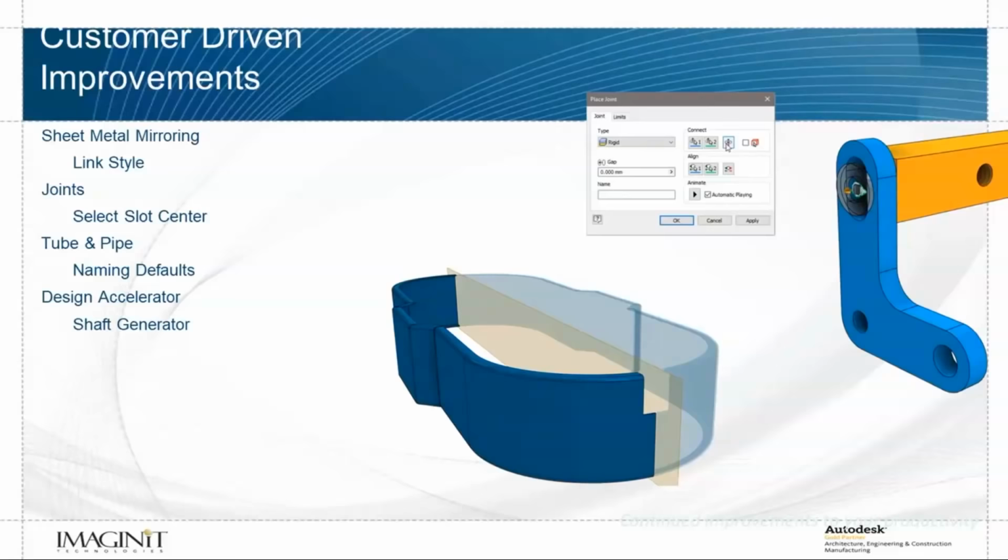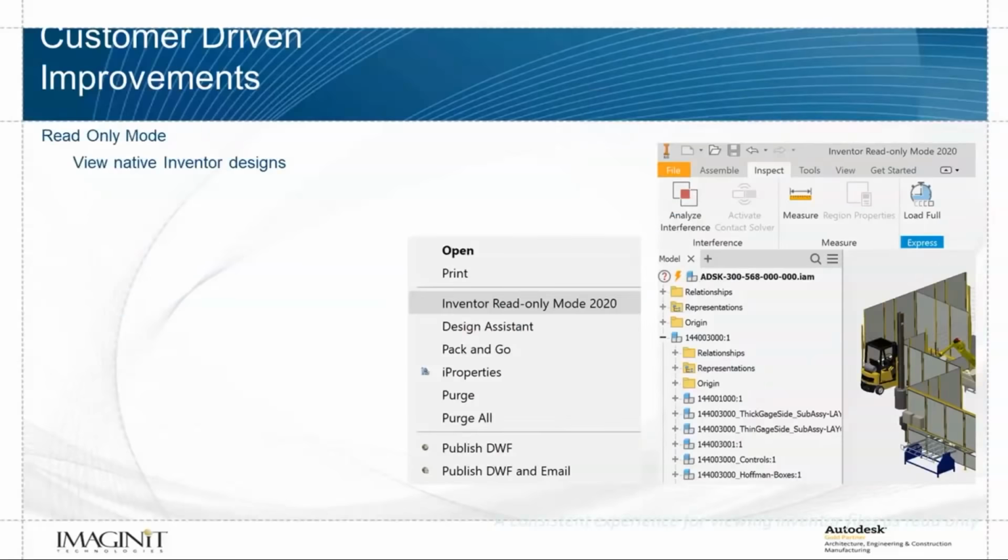This one was really interesting. At first I thought, well, I don't know where this fits or who could use it. But it's the idea of read-only mode. So Inventor, when you install it, will install Inventor, and it also installs Inventor read-only mode. And it's just that. You can analyze interference, you can measure, you can look at the assembly. You cannot create information in read-only mode.